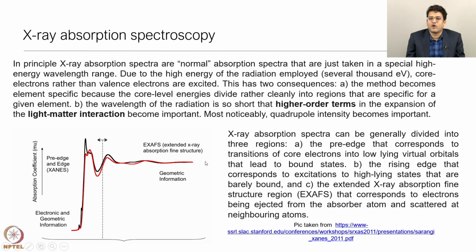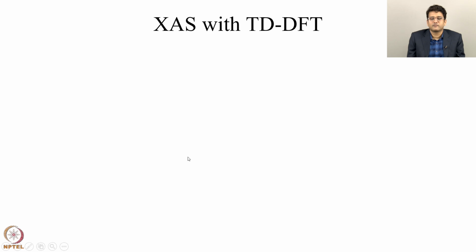This region is called the extended absorption fine structure region that corresponds to the electrons being ejected from the absorber atom and scattered to the neighboring atoms. Here the virtual orbitals where the electrons get excited are so high in energy that, once the electron gets excited there, the states are not bound. So, the states get auto ionized and the additional electron gets scattered into the neighboring atoms, and that leads to extended absorption fine structure.